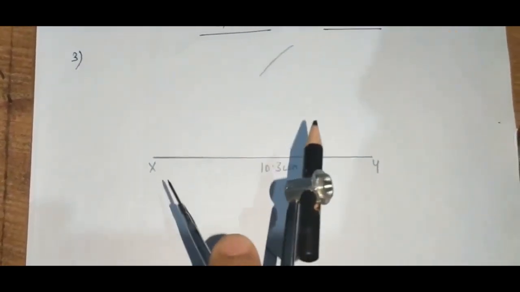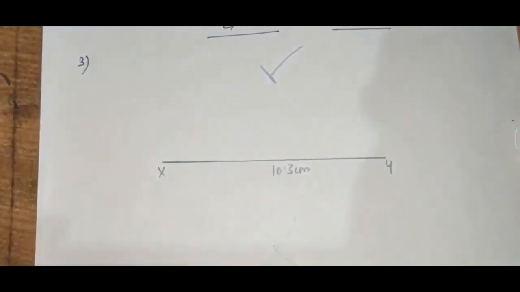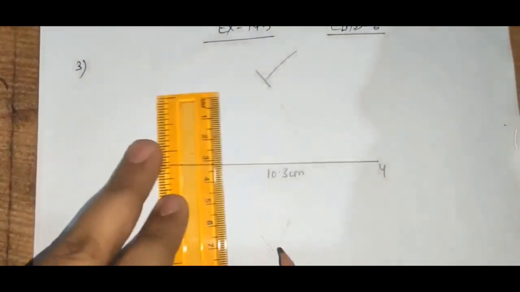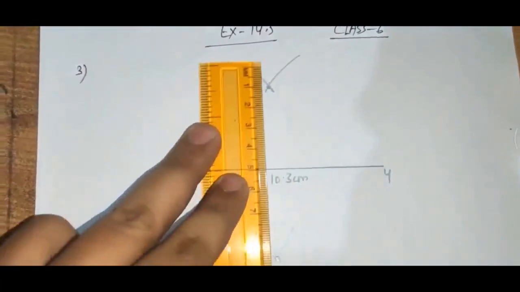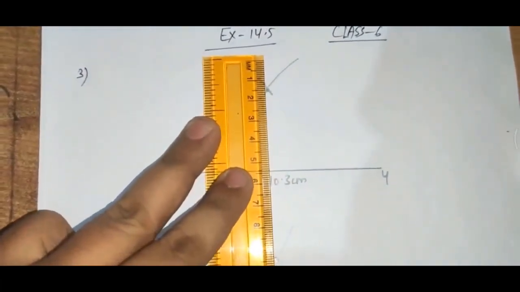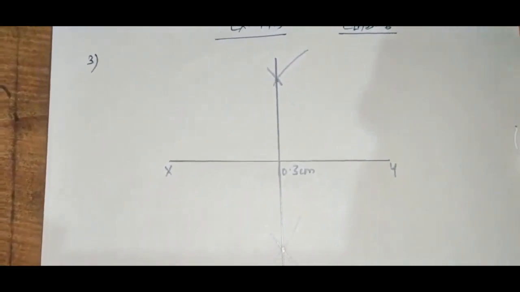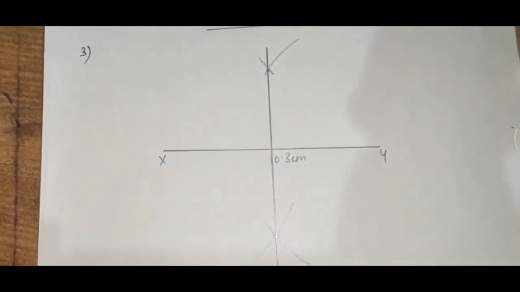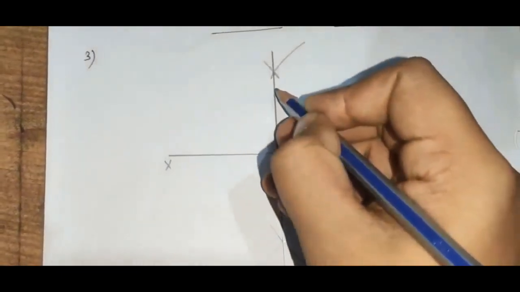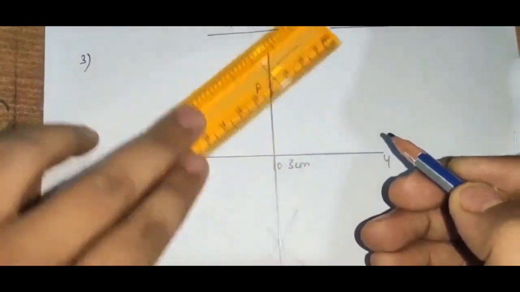and then other arcs from X, upper and then lower arc, and then we will join these points. One point is here, other point is here. Now we will join this. This is the perpendicular bisector of the line XY, and after this it is written take a point P on the bisector drawn. So we will take a point P and then join P and X.